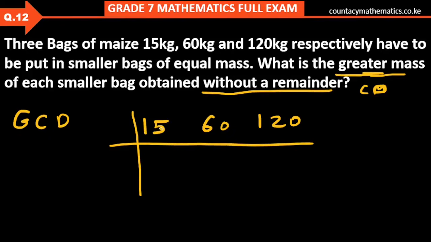We check these numbers. Are they all divisible by 3? Well, you see 1 plus 5, that is 6. 6 is divisible by 3. 1 plus 2, that's 3. That 120 is divisible by 3. Therefore, all these numbers are divisible by 3.